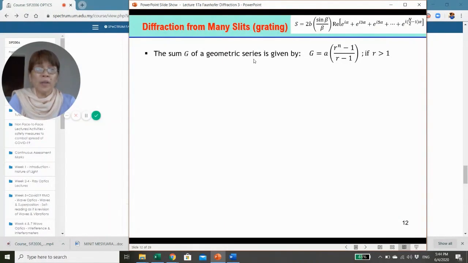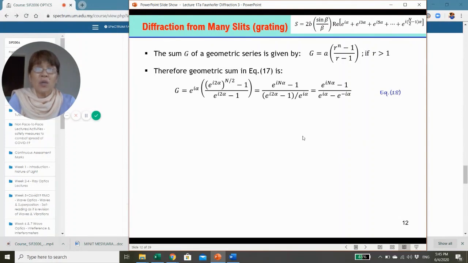So the sum of the geometric series can be written as a into R^n minus 1 over R minus 1, if R is larger than 1. So in other words, the geometric sum of the previous equation will turn out to be, where R is exponential i2 alpha, to the power n over 2, minus 1, over exponential i2 alpha minus 1. So this will turn out to be exponential i n alpha minus 1. And this one we move to the denominator, which will be this term divided by that.